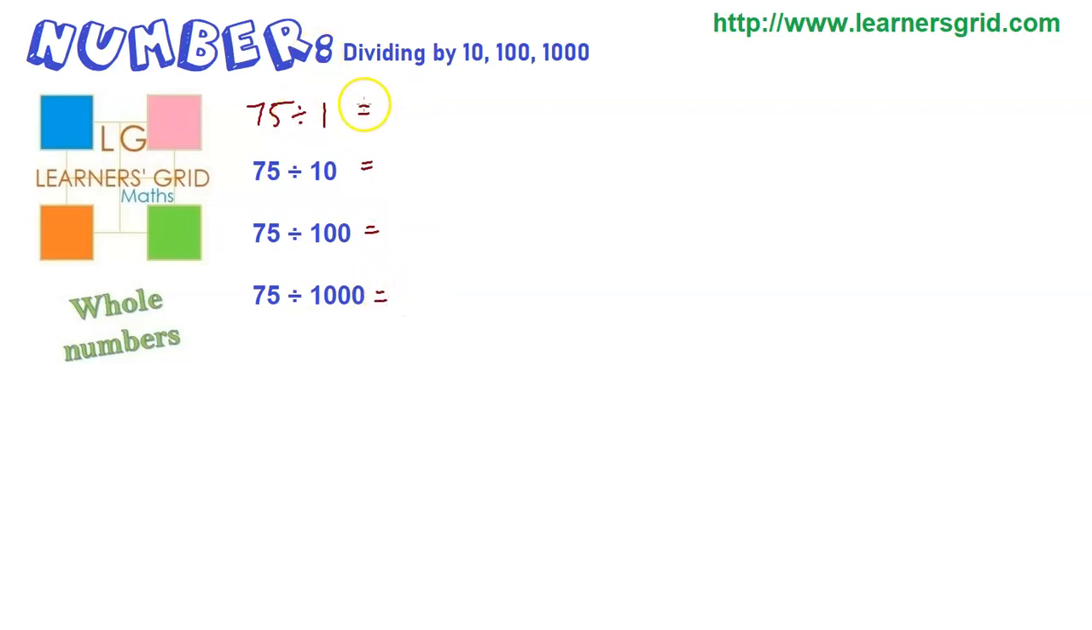pattern. So 75 divided by 1, well, that's just 75. This one here, though, 75 divided by 10 is 7.5. This one here, 75 divided by 100 is 0.75. And this one here, dividing it by 1,000 is 0.075.